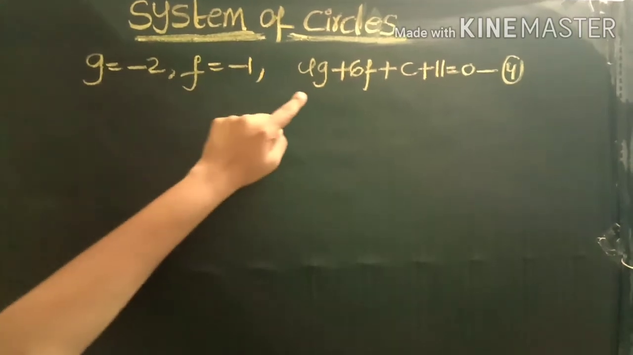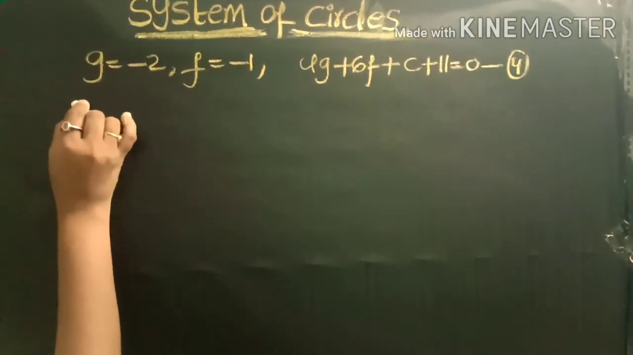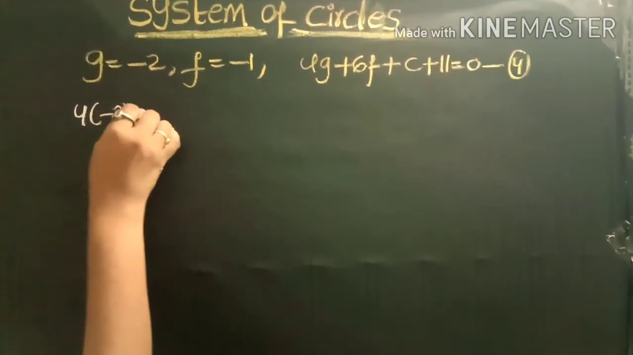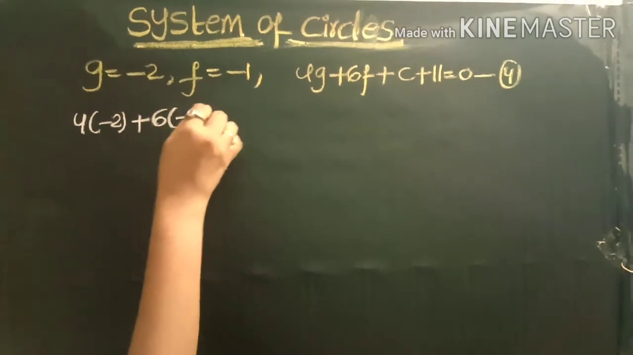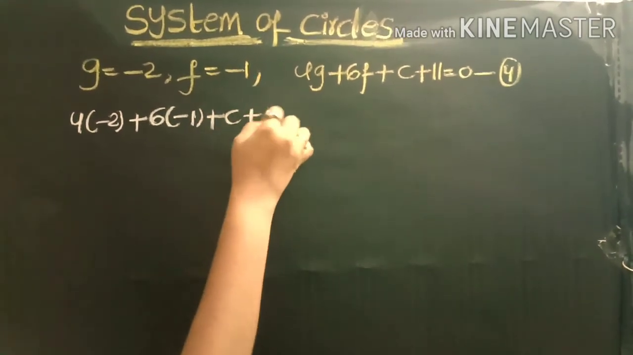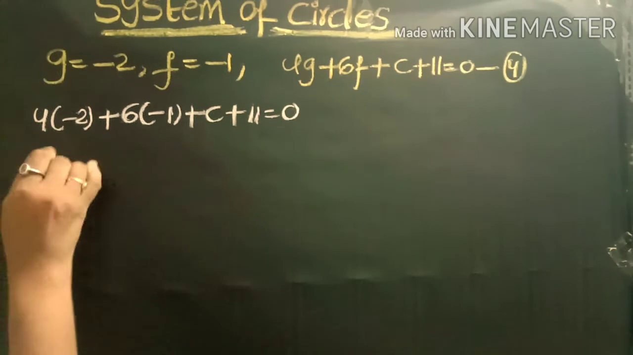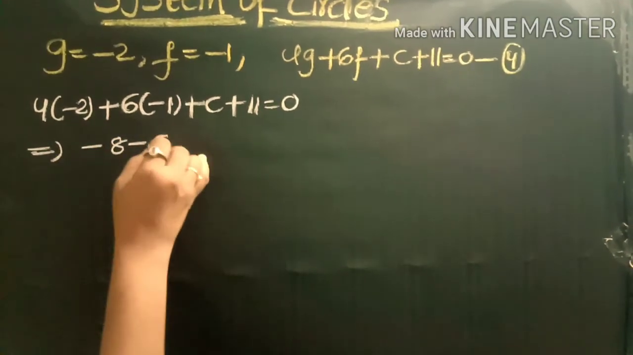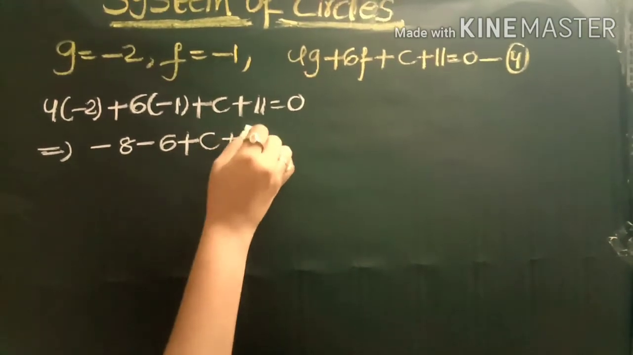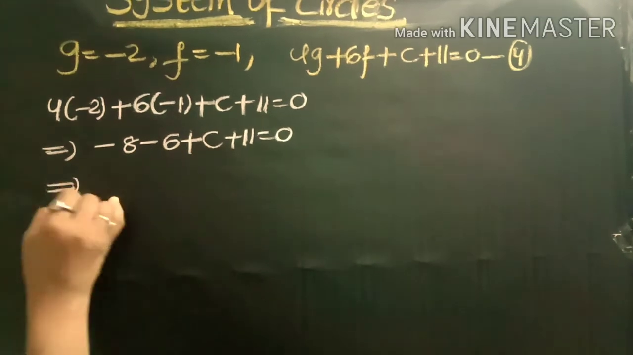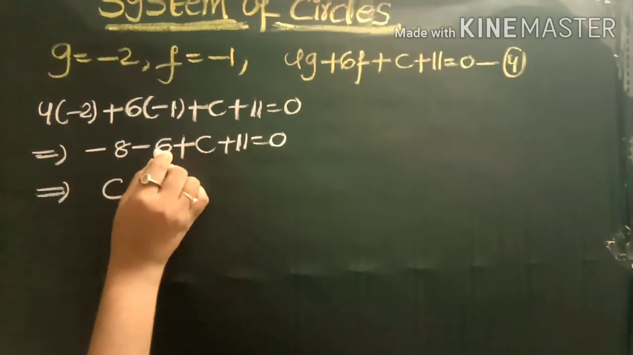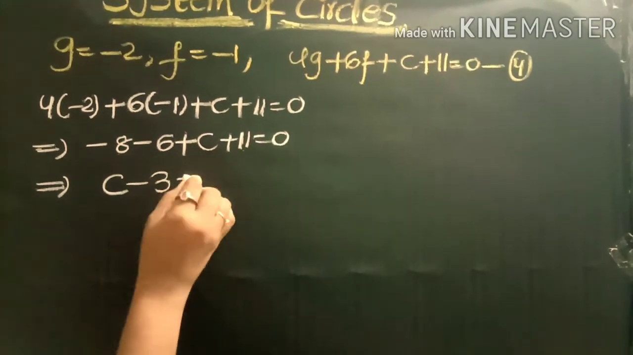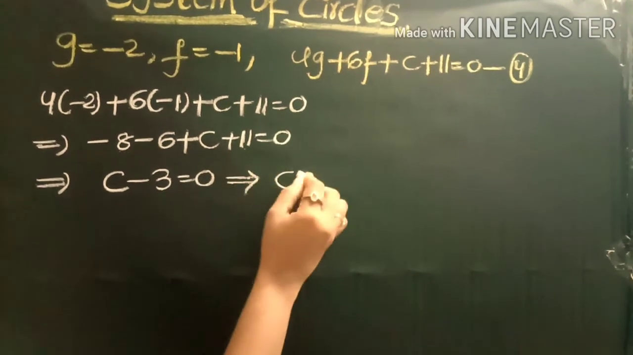Using the g, f values in the fourth equation, that is 4 into minus 2 plus 6 into minus 1 plus c plus 11 equals 0. That is minus 8 minus 6 plus c plus 11 equals 0, that is c minus 14 plus 11 equals 0, which implies the value of c is equal to 3.